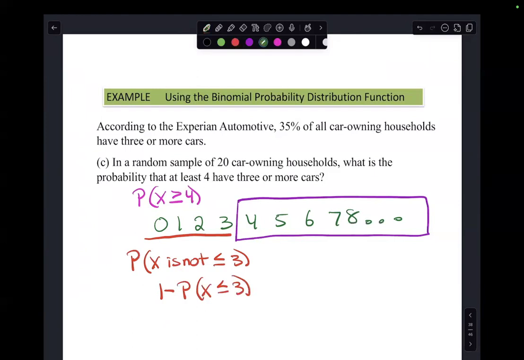What this is going to look like: 1 minus binom CDF, because it's a range, 20 trials, 0.35, 3. I'll show you how to put it in your calculator in just a minute. I'm going to let you write this down. I'm hoping that I say it enough times that every time you see the words at least, you use the complement rule. I hope by saying it enough times it's just going to stick in your brain.